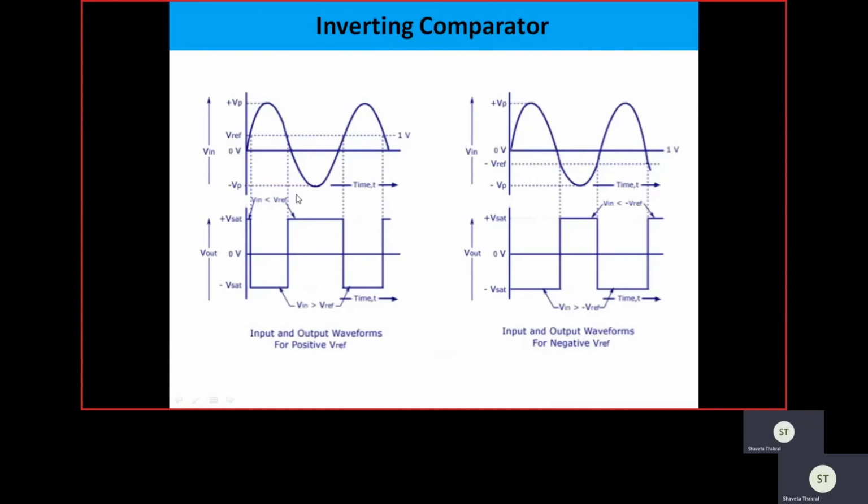So here we can see that this is the inverting comparator. If the input voltage is less than the reference voltage, then the output generated here will be plus V saturation. And if the input exceeds V reference, then the output here will be minus V saturation. And if we take V reference negative, then from this point to this point the input is more than V reference, so the output generated here will be minus V saturation. Then from this point to this point, the input is less, so the output here will be plus V saturation.